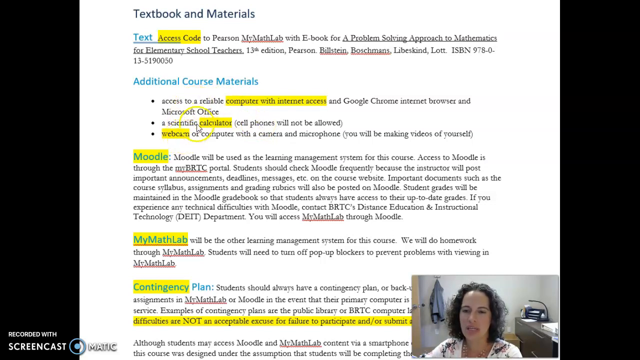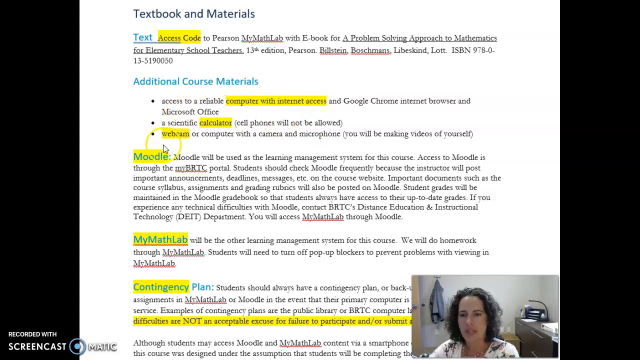You are going to need a webcam or a computer that has a camera and microphone. Okay, you will be taking videos of yourself. Part of the way we're going to take the test is that your webcam will record you while you are taking the test. So I do need you to have a webcam and a microphone. Some webcams come with microphones, but just make sure you have both. I need to be able to see and hear you.